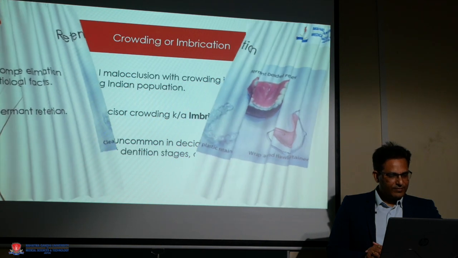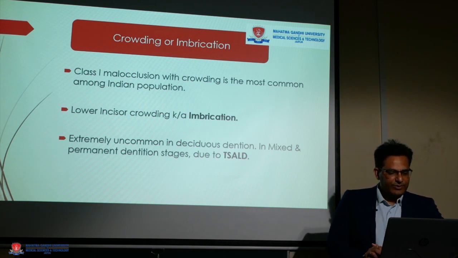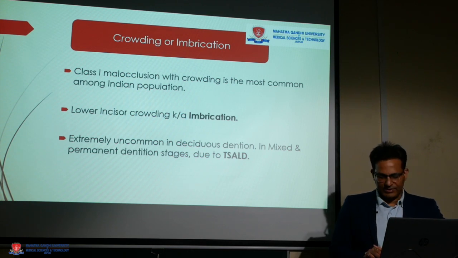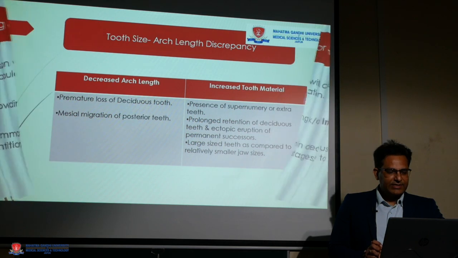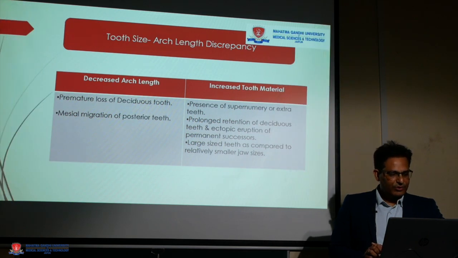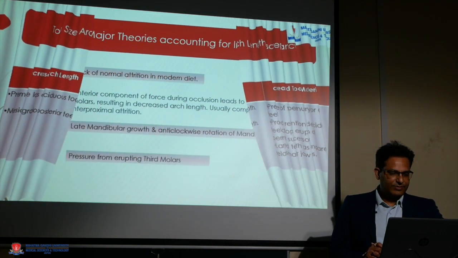The third malocclusion that we have is the crowding or imbrication, which is a very common malocclusion in the Indian population. Lower incisor crowding is also commonly known as imbrication. This is rare in deciduous dentition, but in mixed dentition and permanent dentition, this is because of the tooth size arch length discrepancy. So tooth size arch length discrepancy is created because of the premature loss of the deciduous teeth or the mesial migration of the posterior teeth, or it could be because of the increased tooth material, that is the presence of supernumerary or extra teeth, prolonged retention of deciduous teeth, and ectopic eruption of permanent successors, or large size teeth as compared to the relatively smaller size jaws.